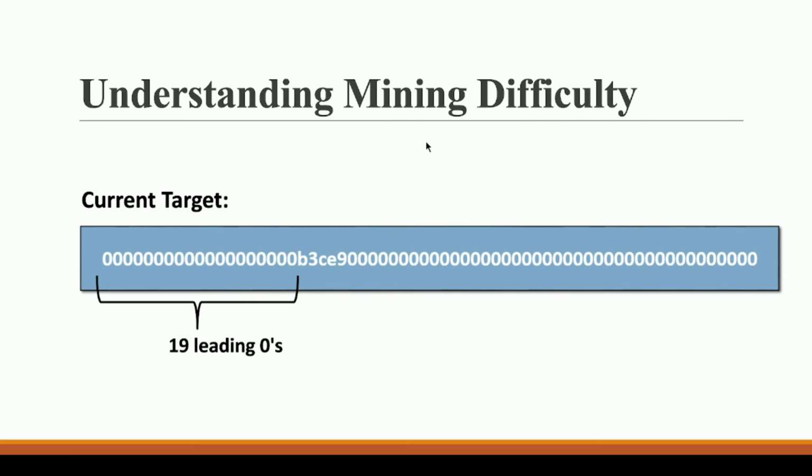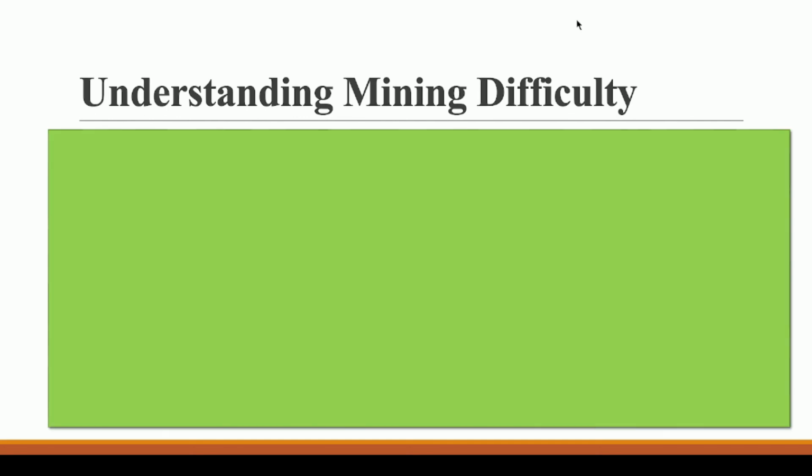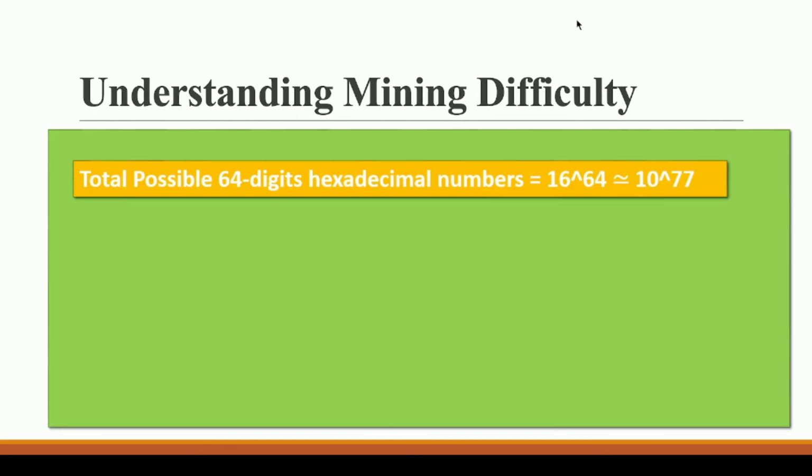So let's say this is the current target. Definitely this is not the current target, I made this PPT a long time back. So just say that this is one of the targets that was given to the miners to solve for. The miner's responsibility is to generate a hash which is below this huge number, right? And the first 19 characters, as you can see, are leading 0. So now let us understand why mining is so difficult.